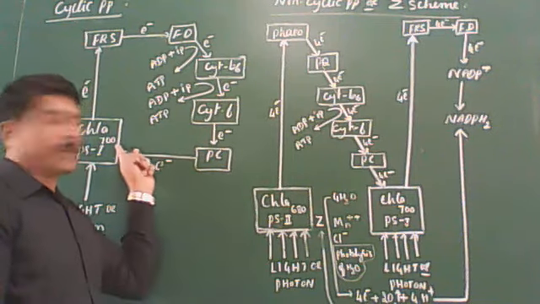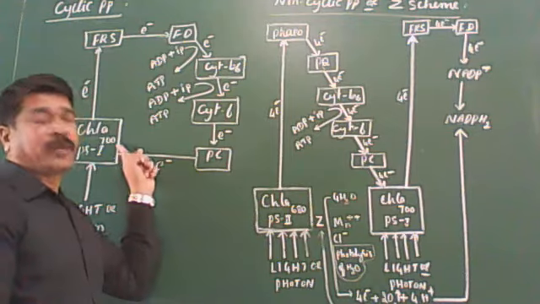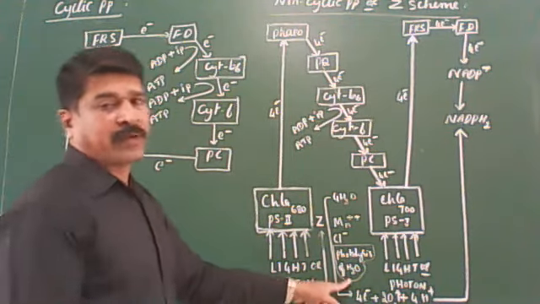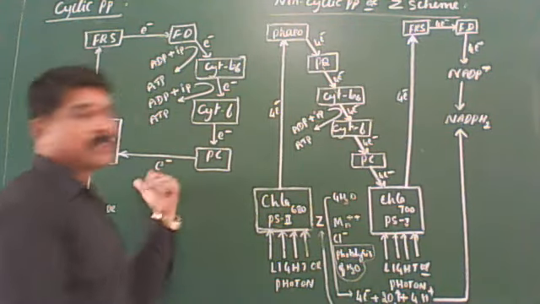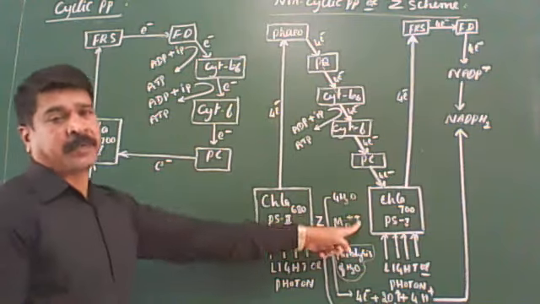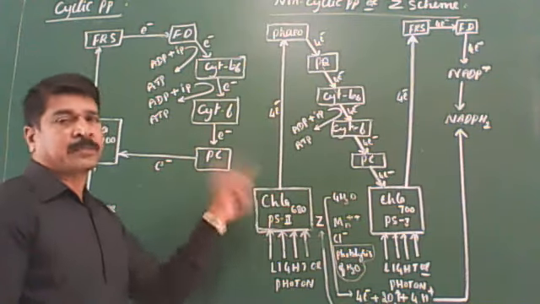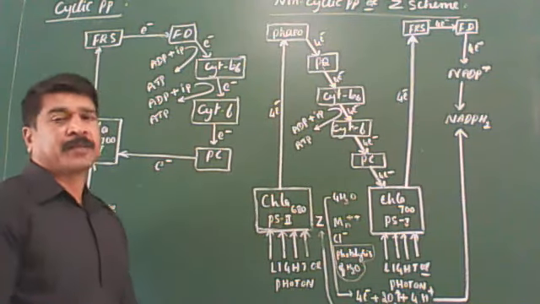Got it? Cyclic is not involved in photolysis of water; non-cyclic is involved in photolysis of water. In cyclic, oxygen is not liberated; in non-cyclic, oxygen is liberated. So these are the differences between cyclic and non-cyclic photophosphorylation.